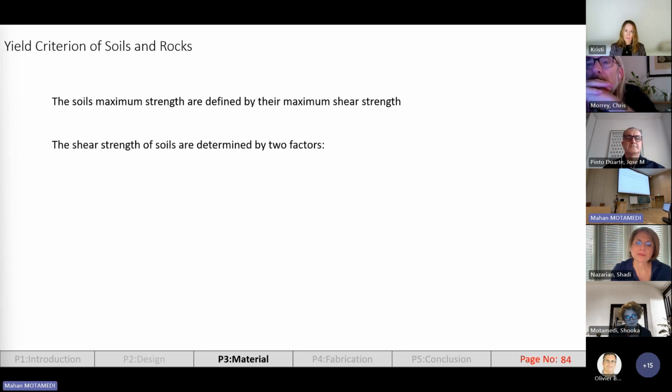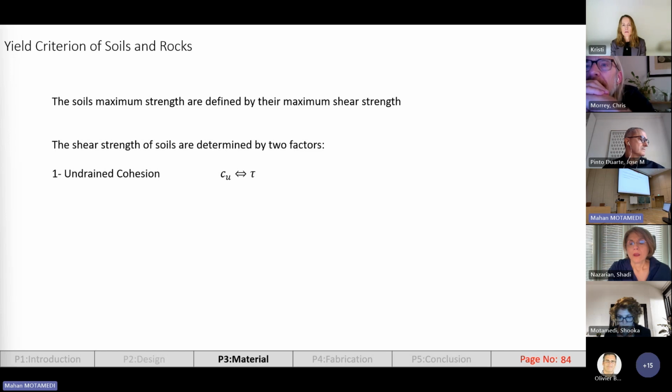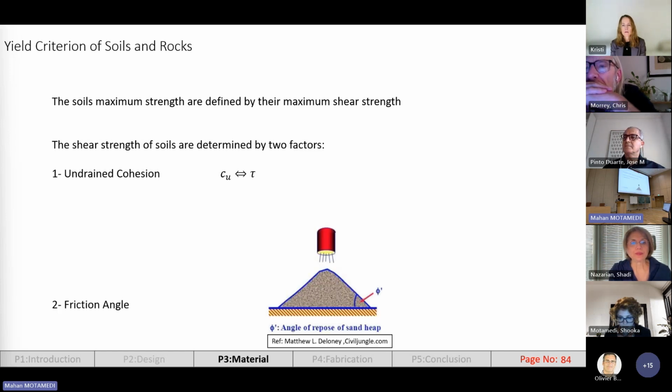Now that we have a good understanding of the evaporation rate, I'm going to talk about the yield criterion of soils and rocks. Now we know the water quantity of the material with respect to the evaporation rate, so we can understand the yield criterion of soils and rocks. The yield criterion of soils and rocks is dependent on their shear strength, and the shear strength is defined by two factors. First is the on-grain cohesion, and second is the friction angle.